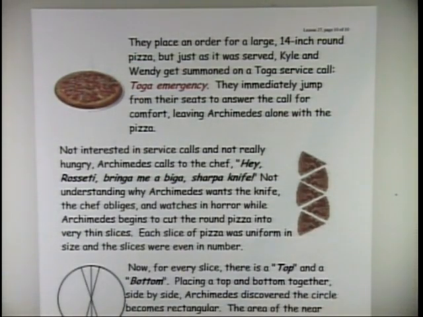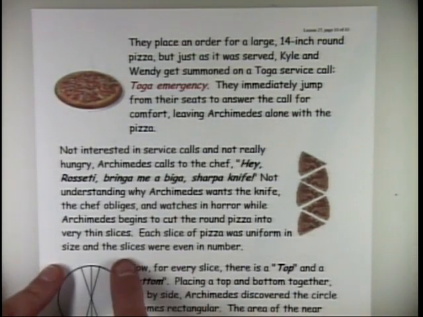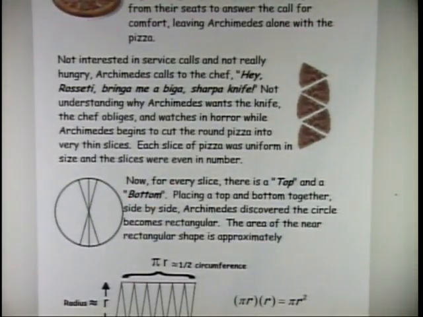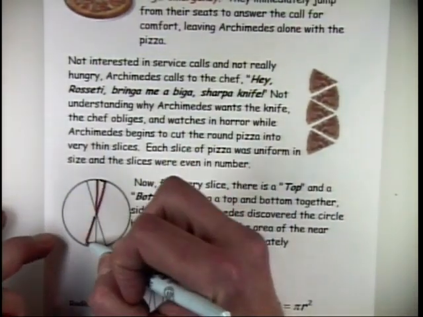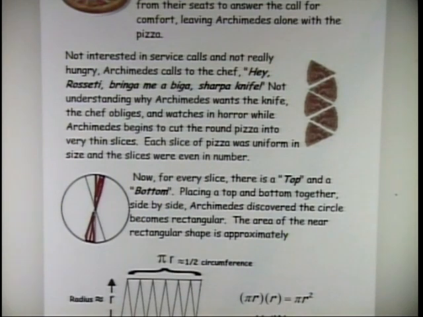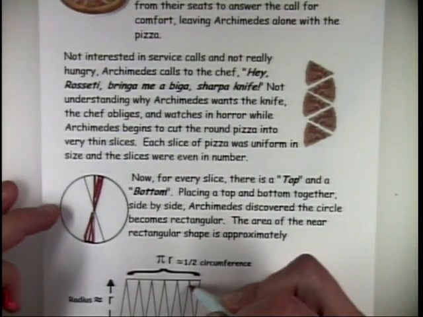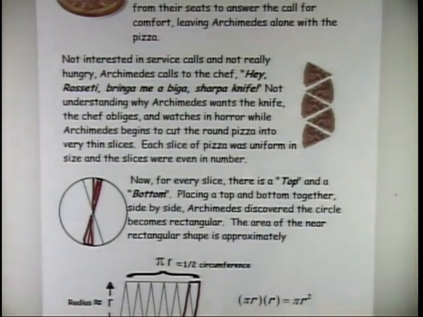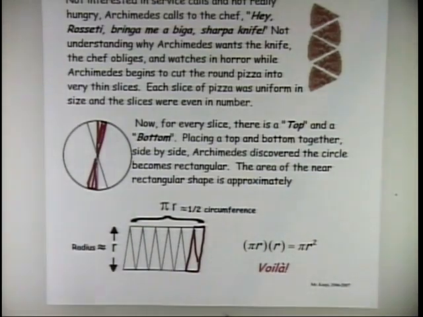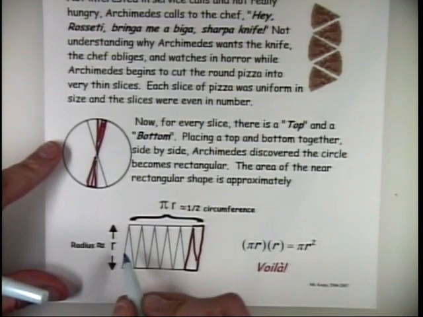Now, each slice of pizza is going to be uniform when he cuts it up, and the slices are going to be even in number, because as we slice across like this, we always have a slice that's on top and a slice that's opposite on bottom. So we're going to end up having pairs, so we're going to have an even number of slices. Now, here's Archimedes playing with this food. He takes these slices, and he notices that if he slides them side by side and takes two at a time, he gets something that looks almost rectangular, like this down here, two slices. And he also knows that if he slices them thinner and thinner, it looks even more and more like a rectangle.